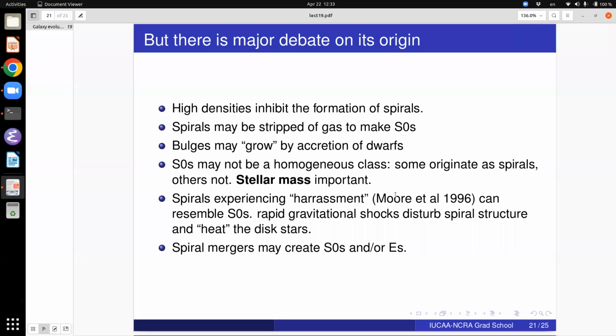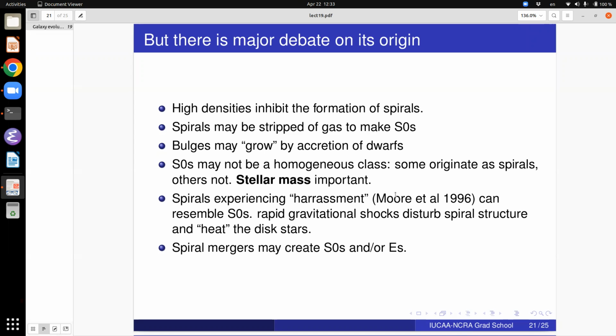So how do you make an elliptical into an S0? You have a transfer of angular momentum. You have a merger with a galaxy which helps it build a disk, a fast rotating disk. How do you transform a spiral into an S0? Ram pressure stripping can effectively take out the gas from the galaxy.